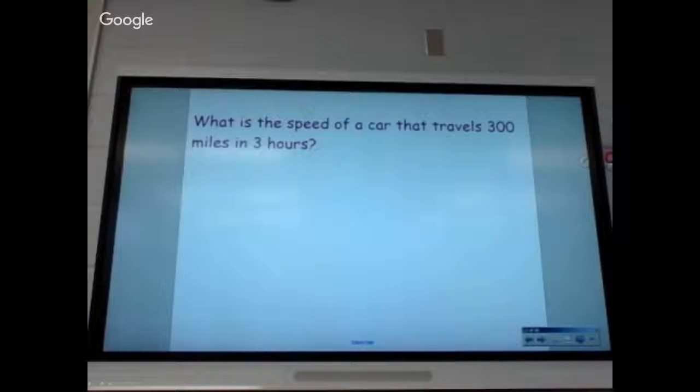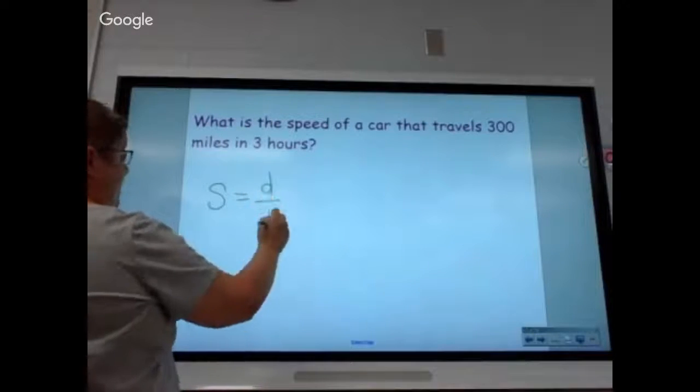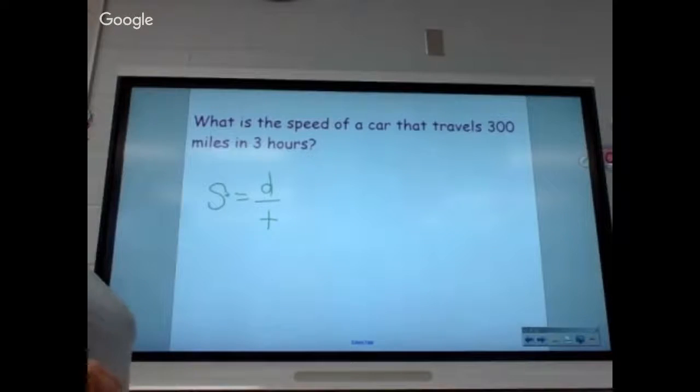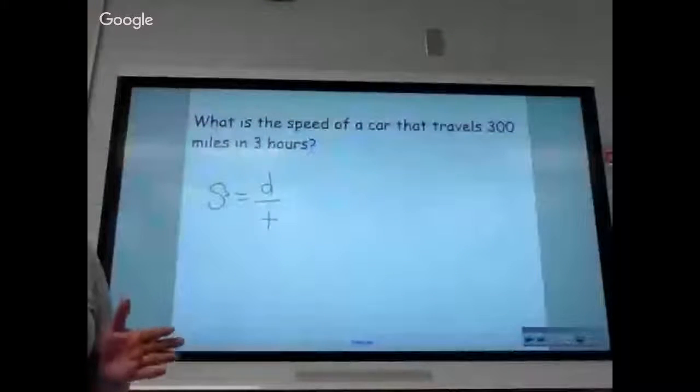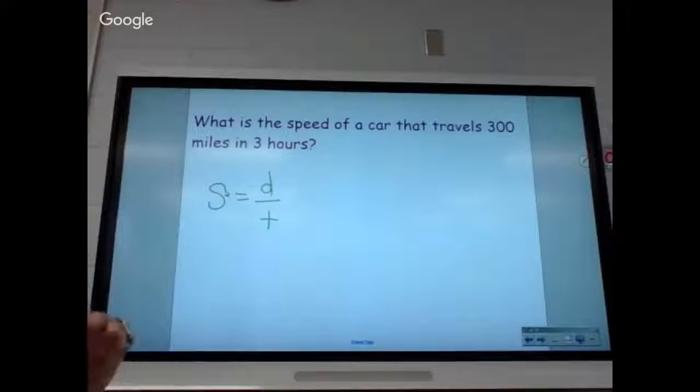Now, this question is asking you, what is the speed of a car if it travels 300 miles in 3 hours? What formula did we talk about yesterday for speed? Distance over time. So the whole formula would be S equals D over T. Just like with density, the formulas all work the exact same way. There's a couple formulas we're going to learn that have 4 variables, but most of them are 3 variable formulas. So you'll always be given 2 pieces, and you're solving for the third.